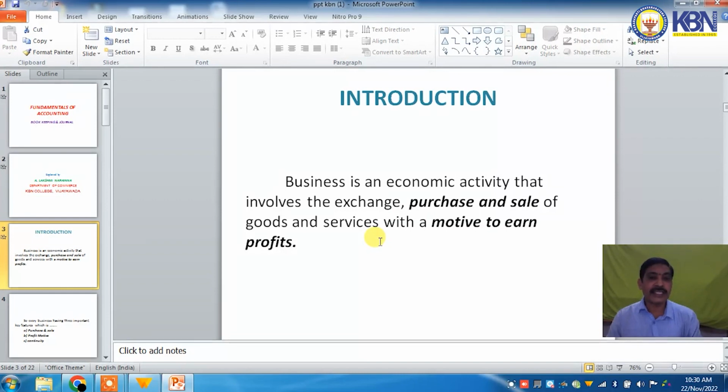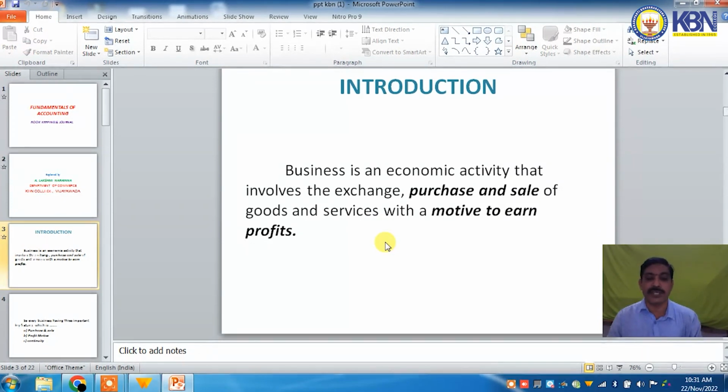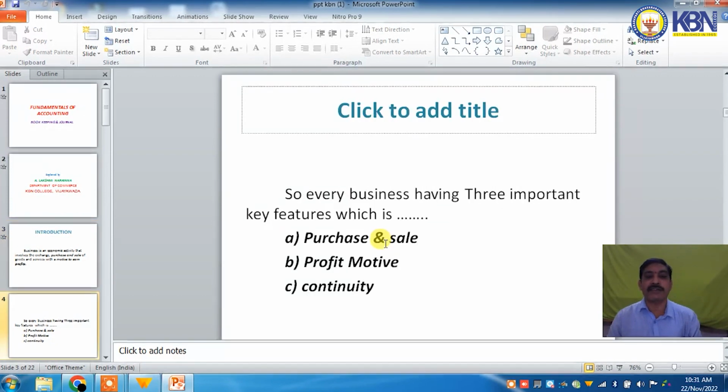And then the next important element in business is continuity. A business is not a single time activity. It is a continuous process of purchase and sale of goods and services. A single transaction of trade is not called business. It is clear that every business has three important features, which are purchase and sale, profit motive and continuity.